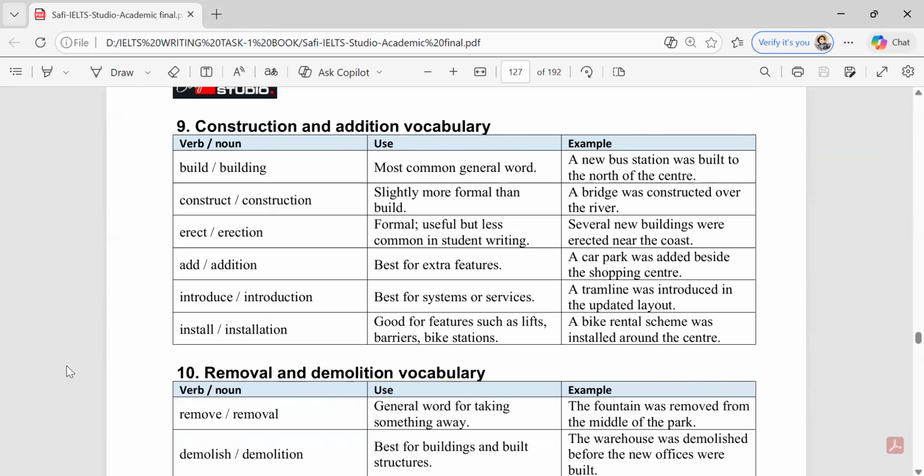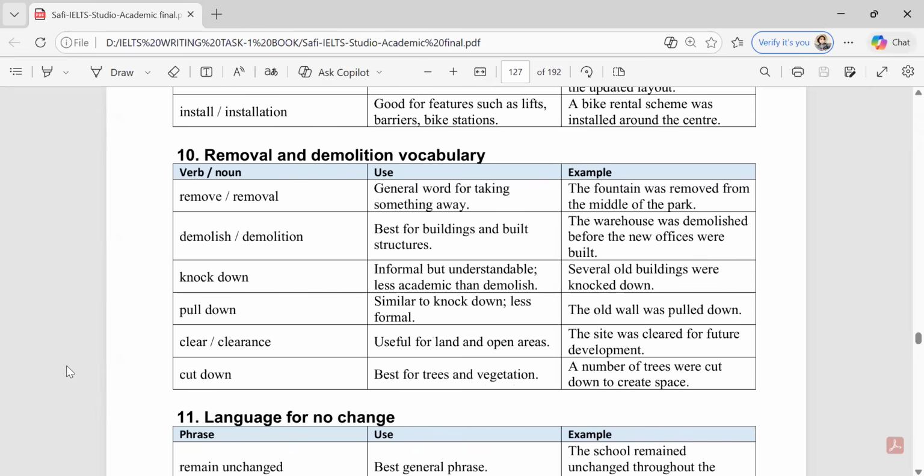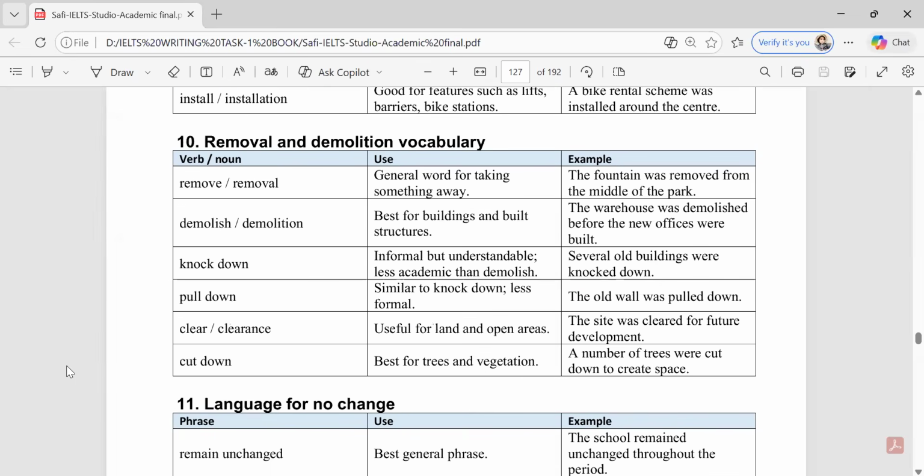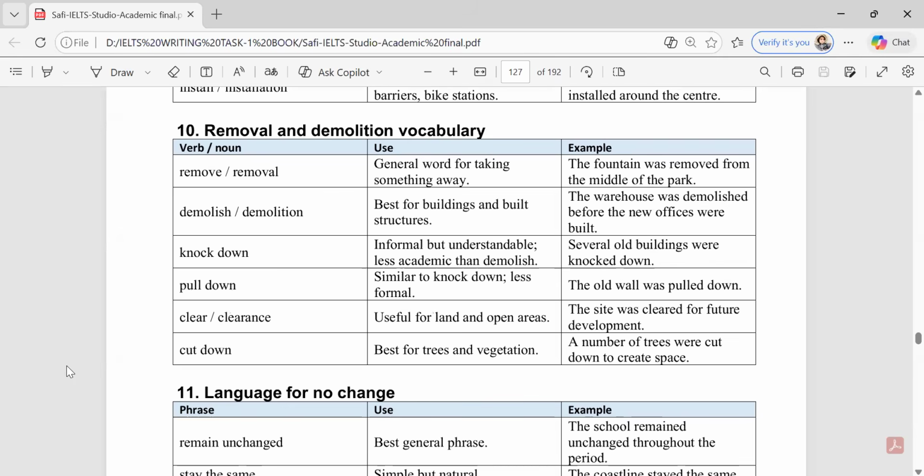So if something new has been constructed, you can say built, constructed, clear, added, introduced, installed. You can use these. And there can be some removal also. If there is any type of removal, then the vocabulary we can use is remove, clear, demolished, knock down, pull down, cleared, cut down.